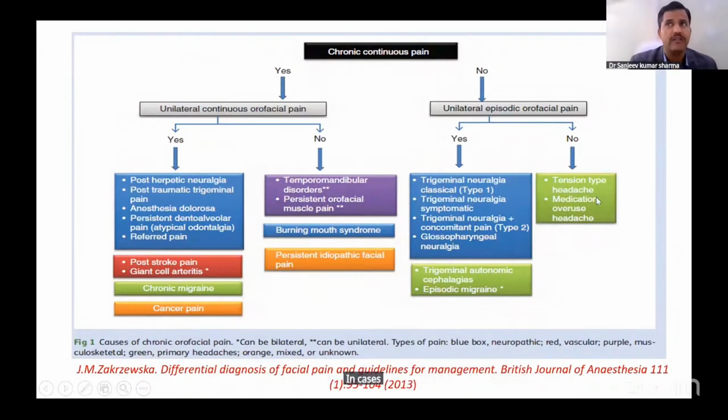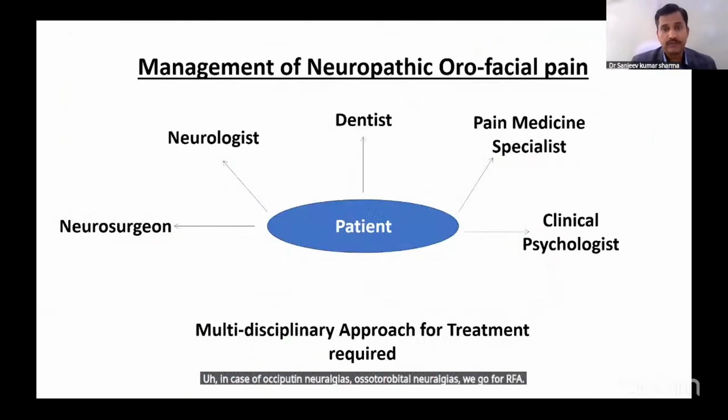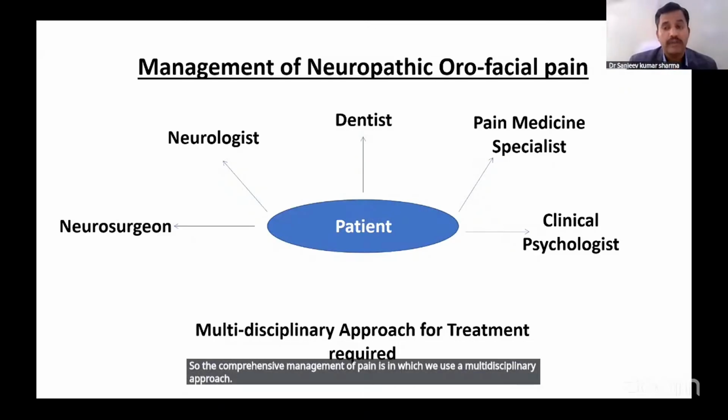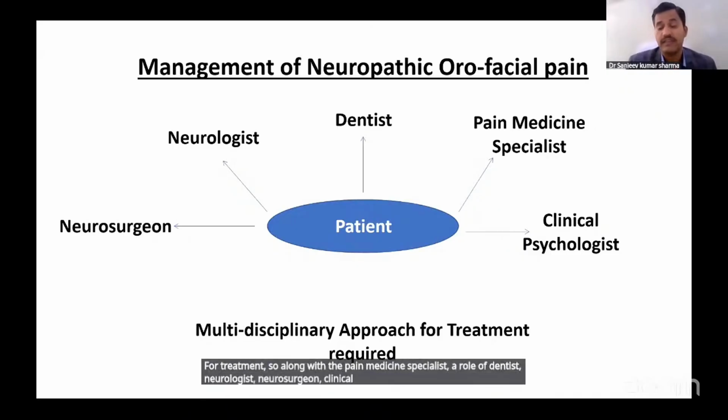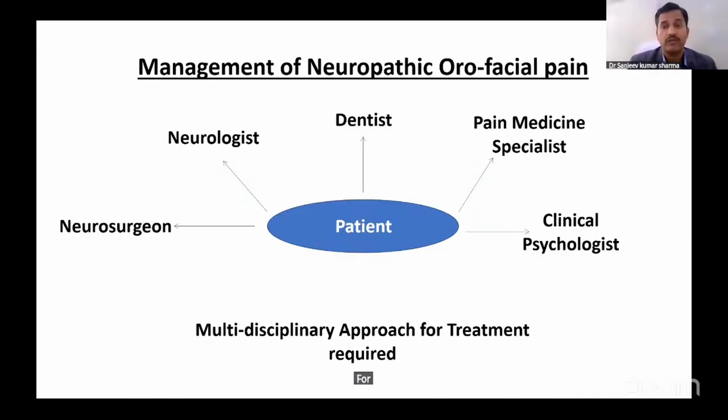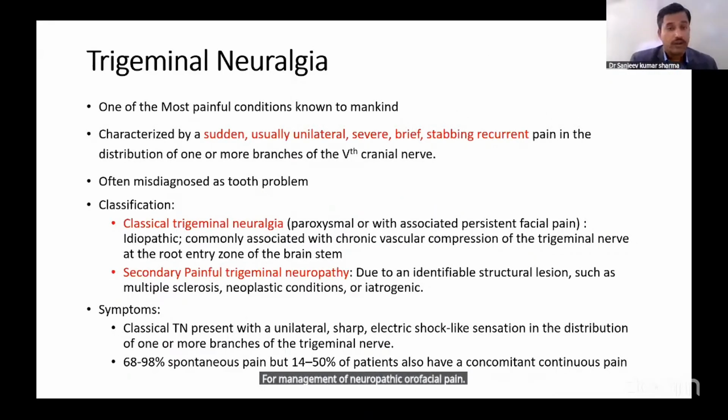In cases of headache, like tension type headache, occipital neuralgias or supraorbital neuralgias, we go for RFA. So the comprehensive management of pain is one in which we use a multidisciplinary approach for treatment. Along with the pain medicine specialist, the role of the dentist, neurologist, neurosurgeon, and clinical psychologist is always there for management of neuropathic orofacial pain. Now coming to trigeminal neuralgia, I think it has been discussed a lot.